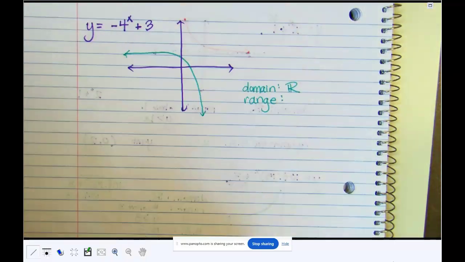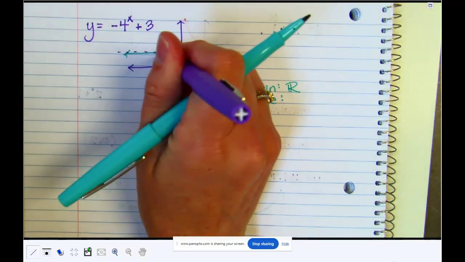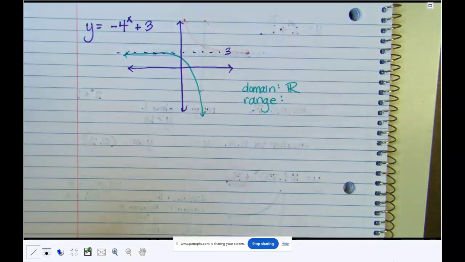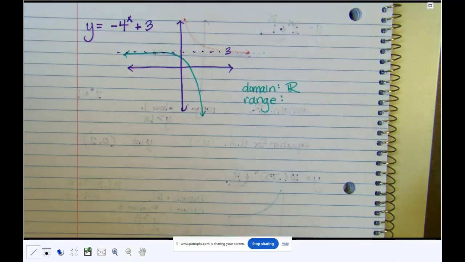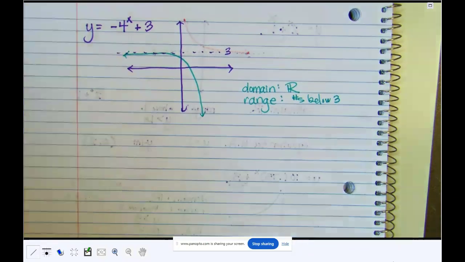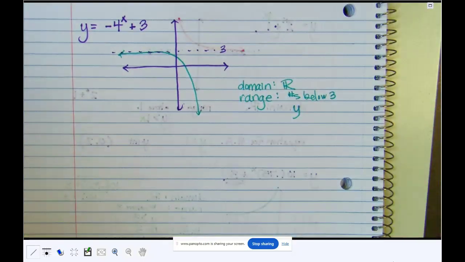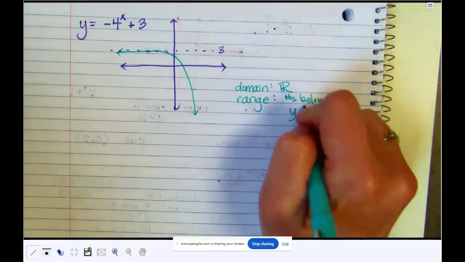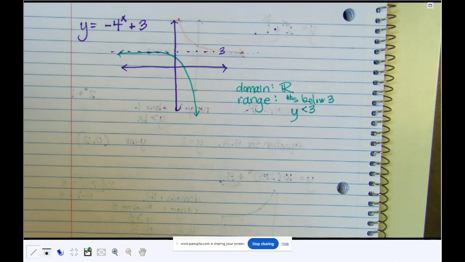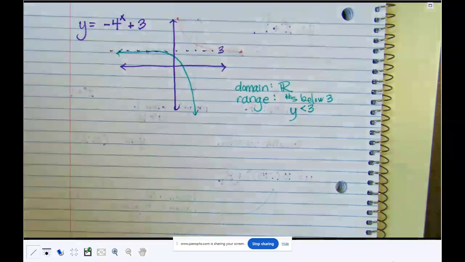If this is 3 here, which it is, correctly identified as 3, are these numbers my graph above that or below that? Below. So this is numbers below 3. And if we're going to write it as an inequality, it would be y is what? Less than 3. Can we just write it as like an inequality? Yep. Absolutely. This is an either or.